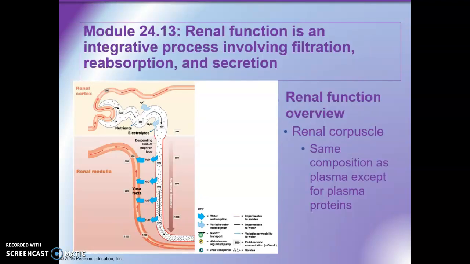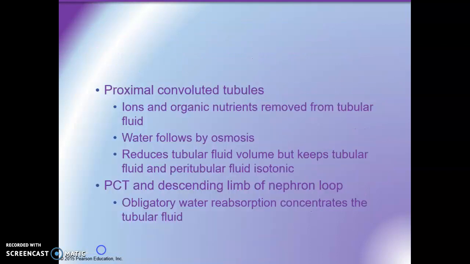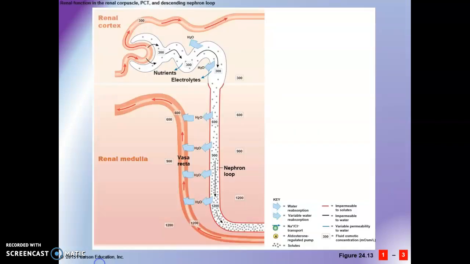Renal function is an integrative process involving filtration, reabsorption, and secretion. This is the renal function overview. The renal corpuscle has the same composition as plasma except for plasma proteins. In the proximal convoluted tubule, ions and organic nutrients are removed from tubular fluid. Water follows by osmosis, and this reduces the tubular fluid volume but keeps tubular fluid and peritubular fluid isotonic. The PCT and descending limb of the nephron loop is where obligatory water reabsorption concentrates the tubular fluid.